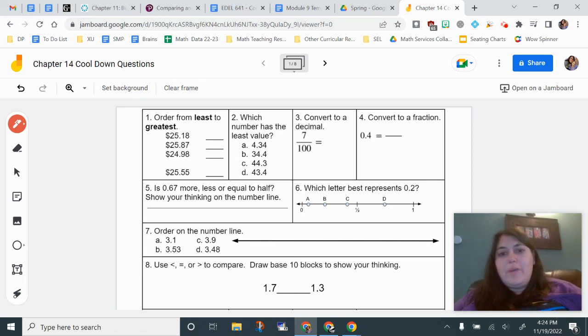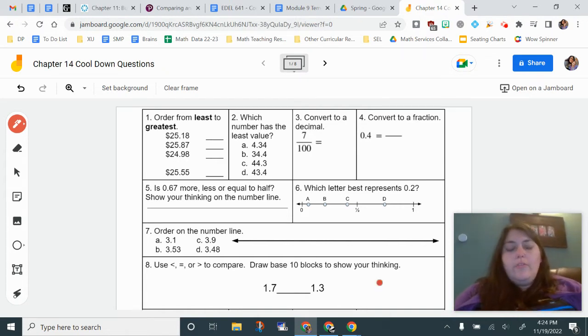Hi everyone, just gonna hop on here and show us how to do these cool down questions and check your work. So number one, order from least to greatest. First I'm going to look at the whole numbers and I see that this one is the least. I'll put that as a 1. And then they all have the same whole number after that. So now I need to look at the decimal. This one would be the next least decimal because it has a 1 in the tenths place. And then we have a 5 in the tenths place, and then an 8. So there you go, from least to greatest.